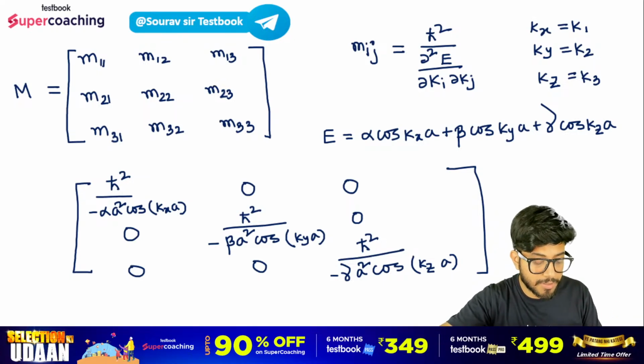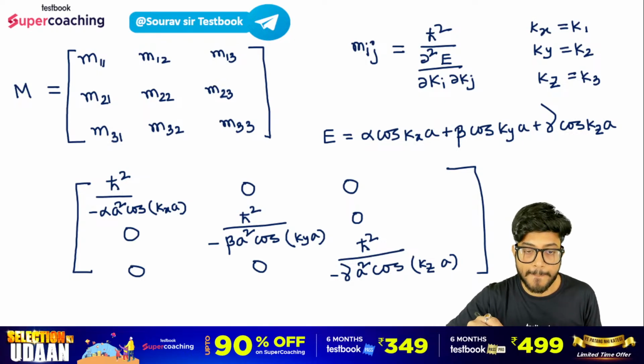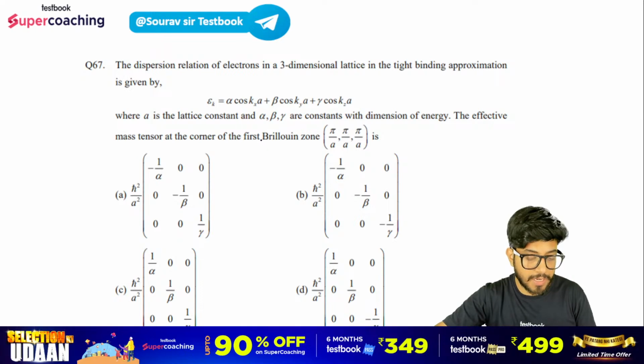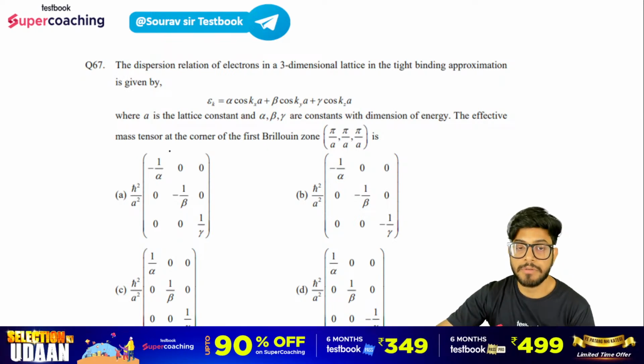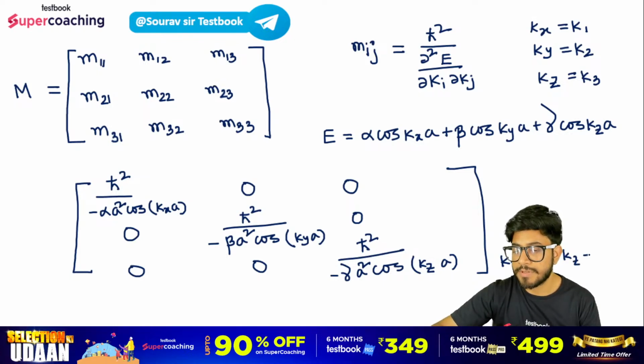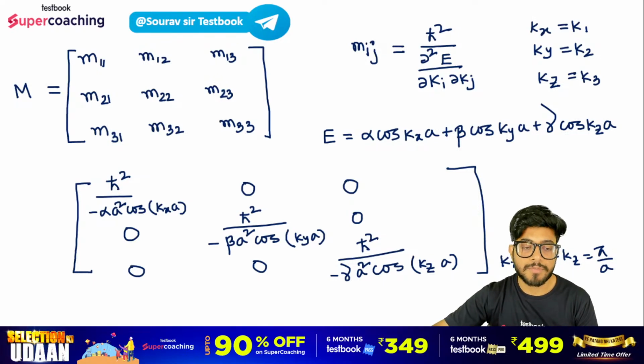Now tell me, what are you going to write? They have said that you have to find out the value of the effective mass tensor at the corner of the first Brillouin zone. So corner of the first Brillouin zone means pi by a, pi by a, pi by a. So you have to put kx equals ky equals kz equals pi by a. Now if you put that in this equation, just put kx equals pi by a. So cos pi means minus 1, cos pi minus 1, cos pi minus 1.